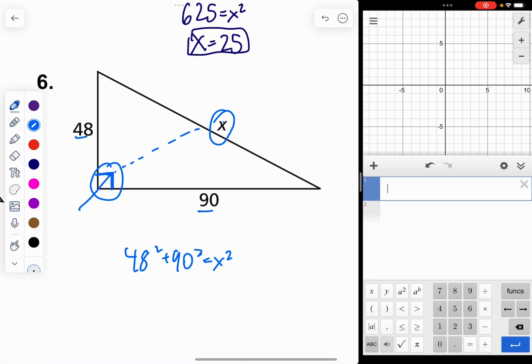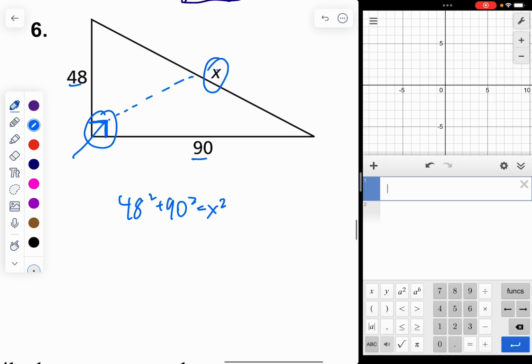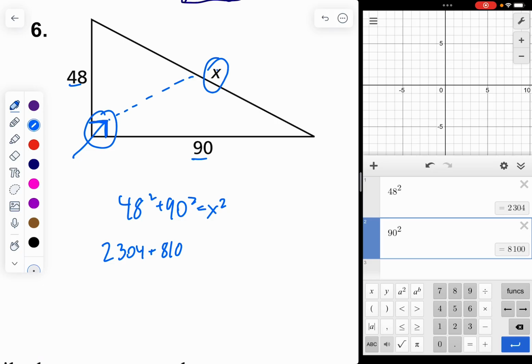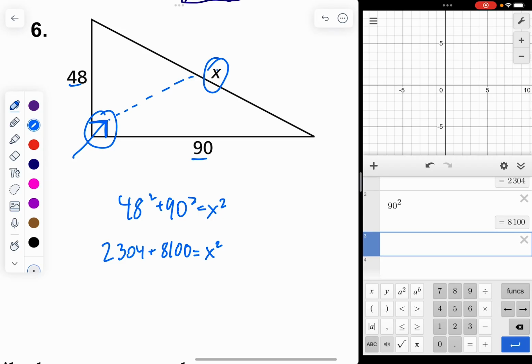And if you get really good with the calculator, you can do it all in one shot. But I'm gonna do this step by step anyway. 48 squared, 2304, 90 squared. Bit of a trick right over here. 9 squared is 81. And then we're squaring the 0 as well, so that becomes 8100. Add the two numbers together.